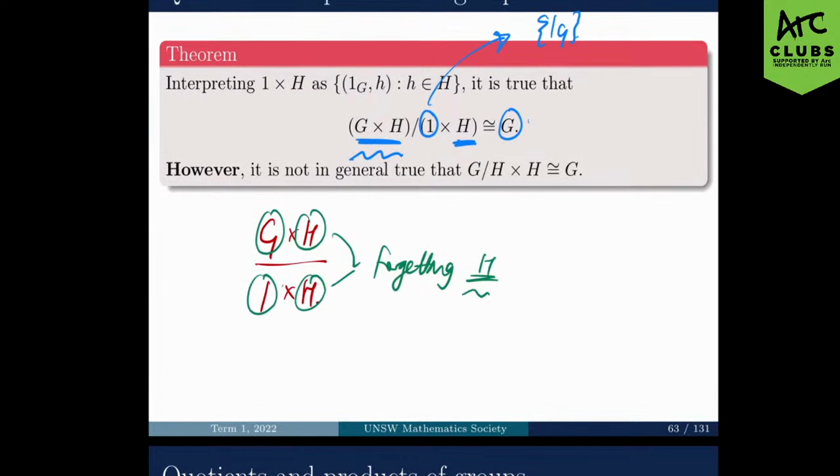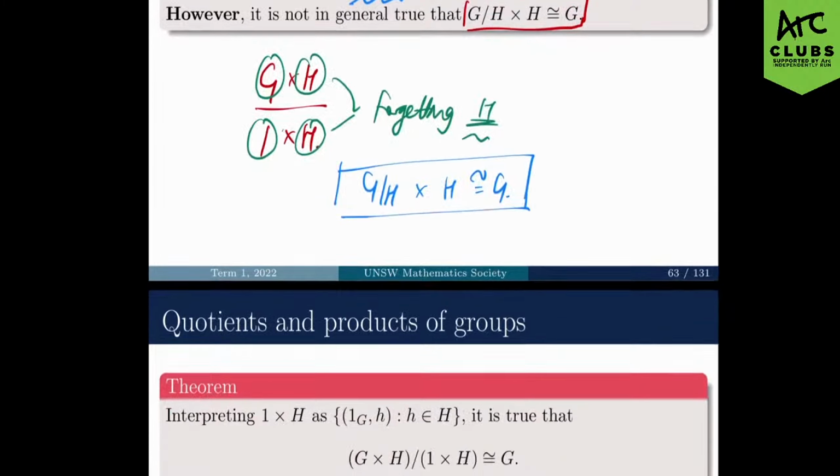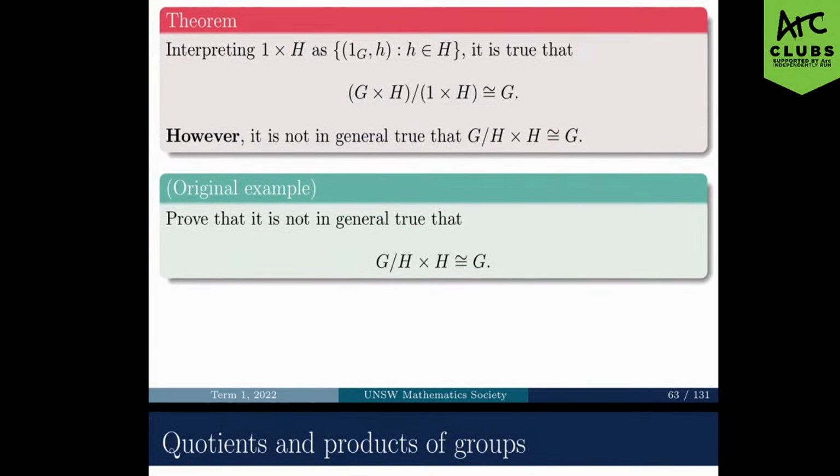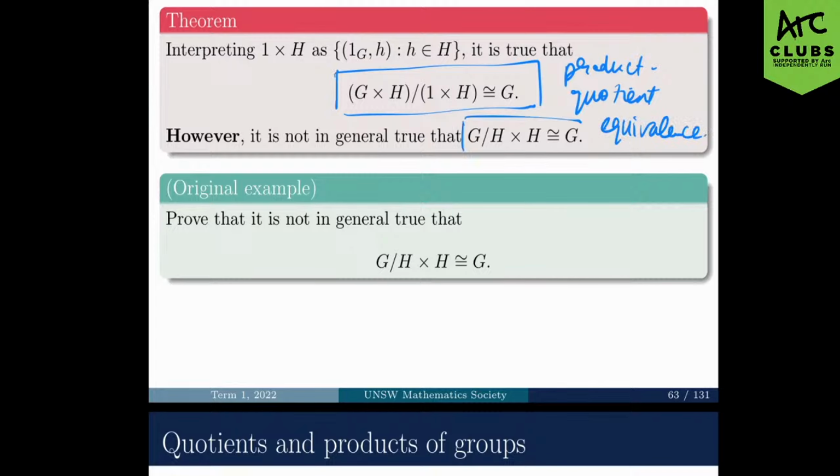But something else we should keep in mind is that it doesn't work the other way. You can quotient out products, but once you do a quotient, you can't always get back to the original group just by doing another product. You can't always write G on H times H is isomorphic to G. So we'll do an example just to show that. So prove that it's not in general true that G on H times H is isomorphic to G. So just remember that it only goes one way. This product quotient equivalence only goes one way. We can't always say this is true.